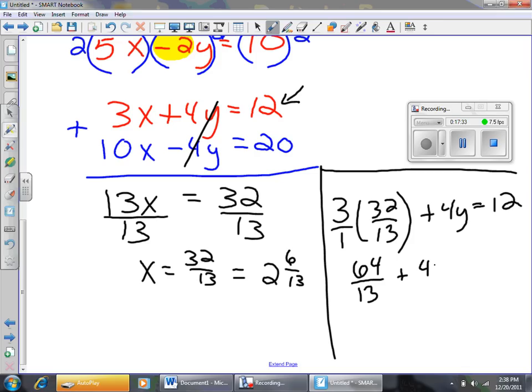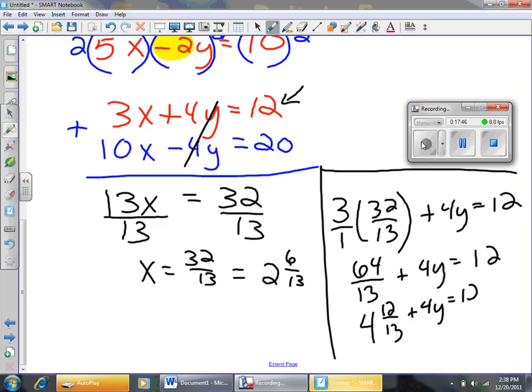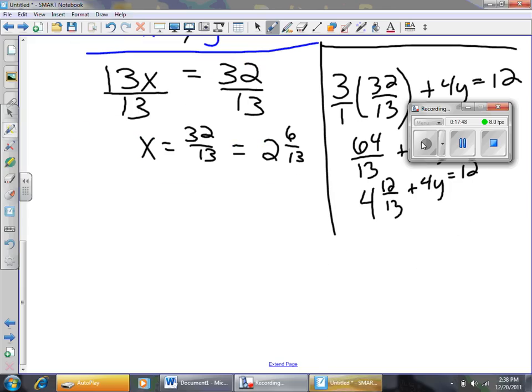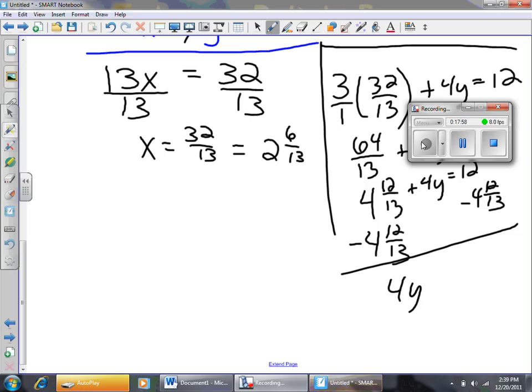plus 4y equals 12. I might want to turn that into a mixed number here. So it'll go in 4 and 12/13 plus 4y equals 12. Okay, I'll subtract 4 and 12/13 from both sides. I'll get 4y equals, I know 12 minus 4 is 8, but I got to take another 12/13 away, so my answer will be 7 and 1/13. Okay, and then I'll divide by 4.